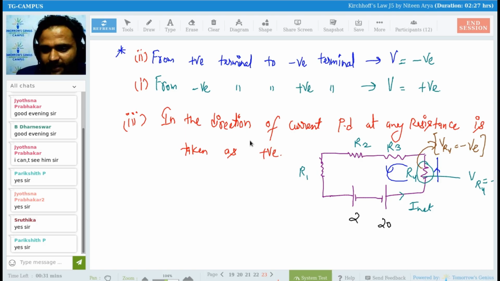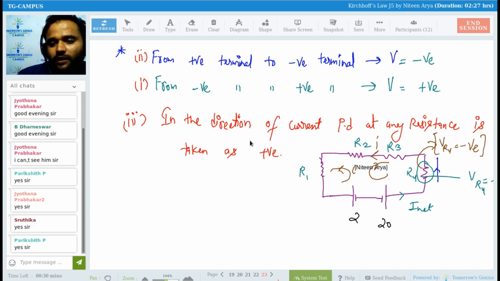Wait. The current direction and the path follow direction is the same here. What are you guys doing, beta? This is the direction. As you can see, the current is going in this reverse direction and I choose my path in this direction. The current in this particular loop is flowing anti-clockwise. This is the direction of current and this is the direction I choose.